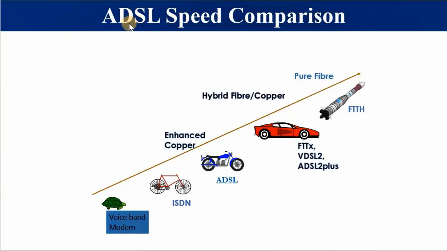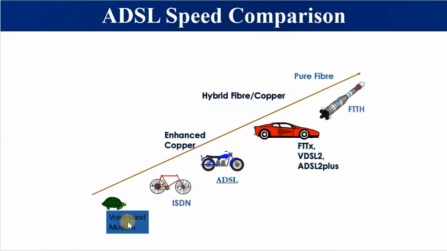Let's compare ADSL with other access network technologies. In this case, dial-up is being compared to a tortoise, and we know that a tortoise is very, very slow. Integrated Services Digital Network is being compared with a bicycle, and we know that this is faster than that, but slower than a motorbike. So ADSL is faster than ISDN.